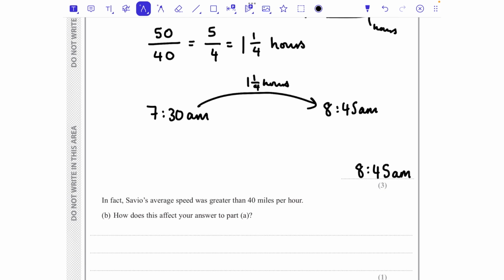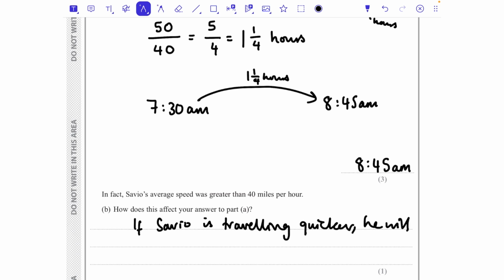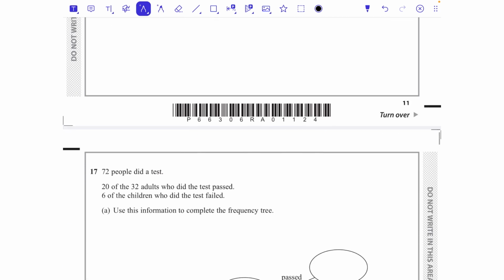Never leave a whole question blank, or never leave a question blank, to be honest. Always have a go. You're better to write something. The examiners don't know who you are. We're only going to mark it, and if it's blank, then we're going to give you nothing. So you might as well write something and have a go. You never know, you might be right. So if Savio's average speed was greater, then he's going to get there earlier. So if Savio is travelling quicker, he will get to work sooner. And it might seem really obvious, but that's exactly what they want you to say, okay, for 1 mark.